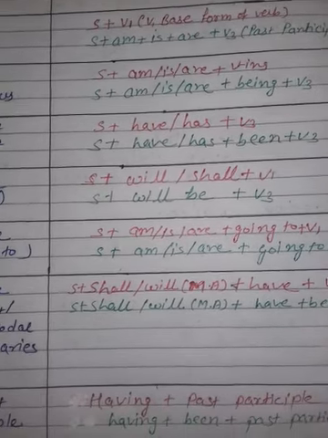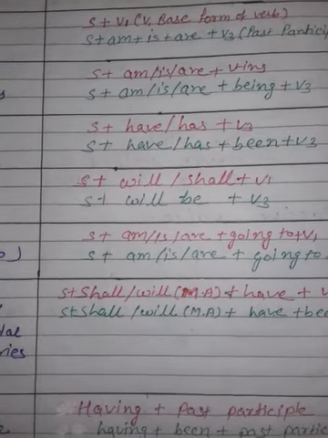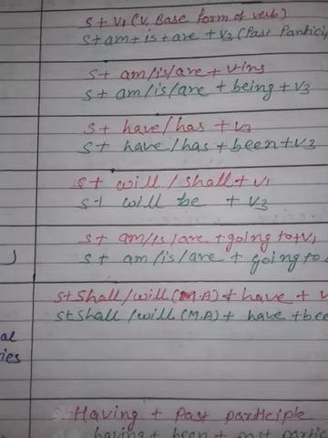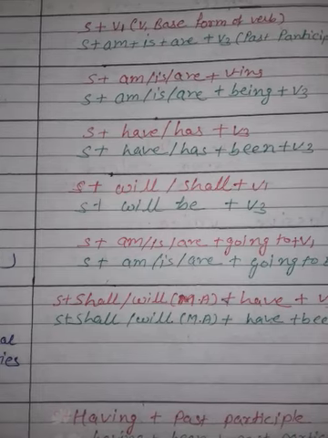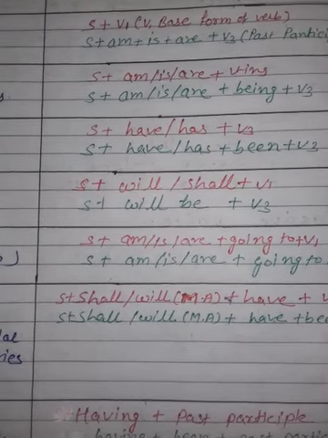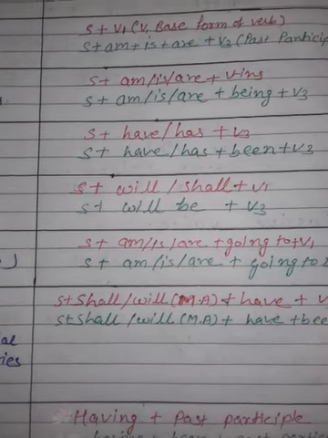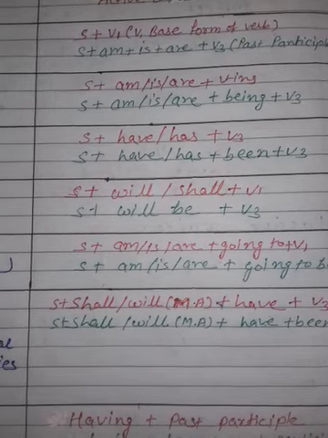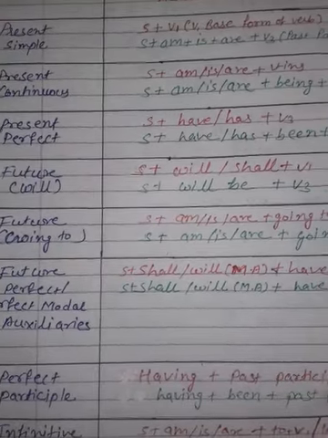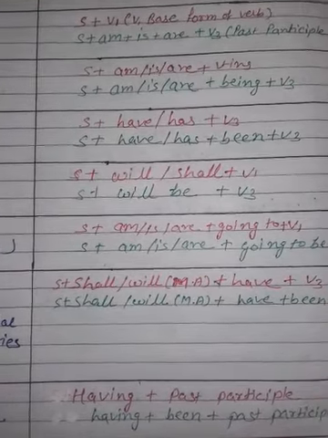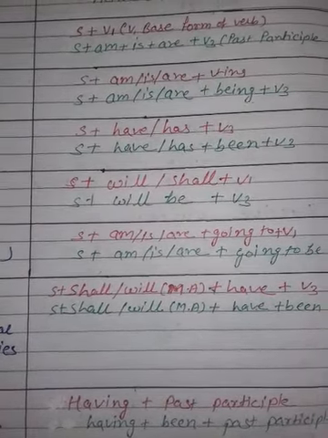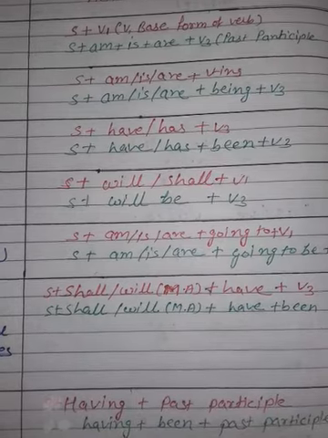We add a helping verb and the third form of the verb. And in present continuous, we also change subject into object and object into subject, and add the helping verb with being and the third form of the verb. And in present perfect tense, here you can see we add been with have, has. Okay, and we also use the third form of the verb.